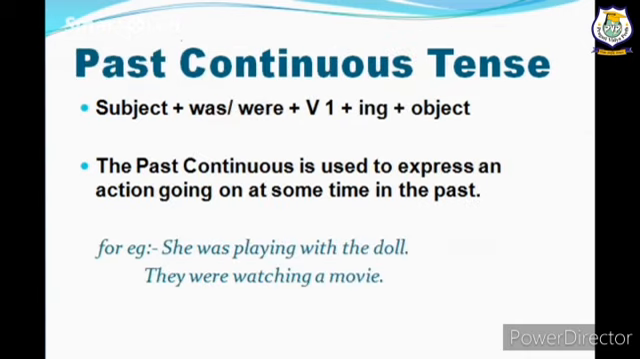Past continuous tense: subject plus was, were plus verb first form plus ing plus object. The past continuous is used to express an action going on at some time in the past. For example, she was playing with the doll, they were watching a movie.